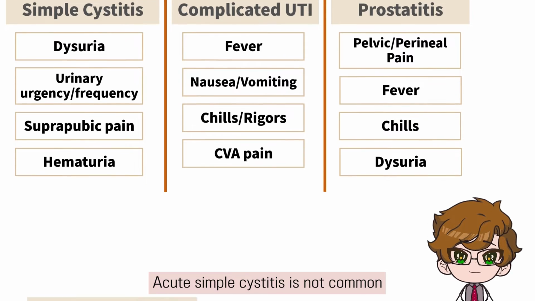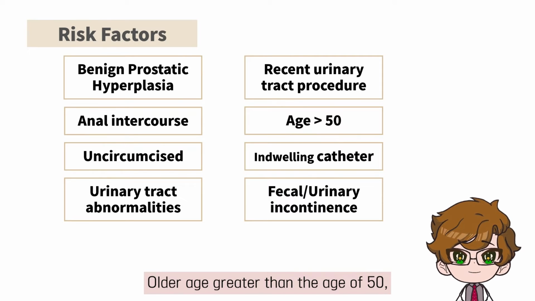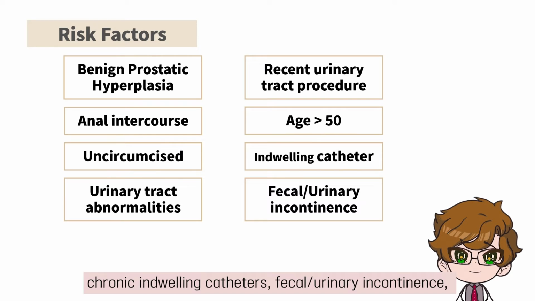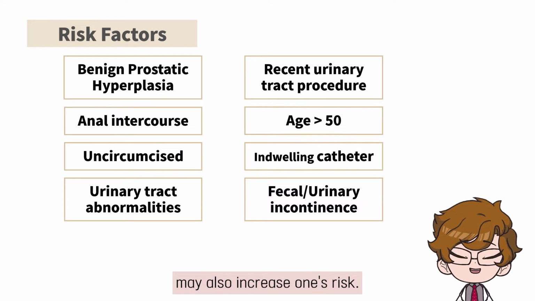Acute simple cystitis is not common in 15 to 50-year-old males. It is more common in older men, but risk factors such as having BPH, engaging in insertive anal intercourse, and being uncircumcised may increase one's risk. Older age, greater than the age of 50, chronic indwelling catheters, fecal or urinary incontinence, recent urinary tract procedures, or underlying urinary tract abnormalities may also increase one's risk.